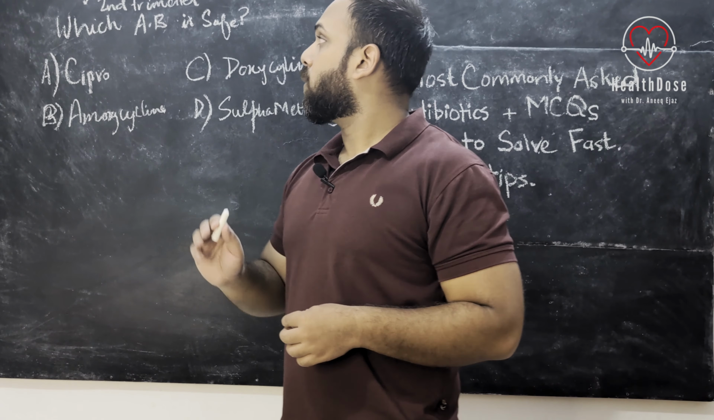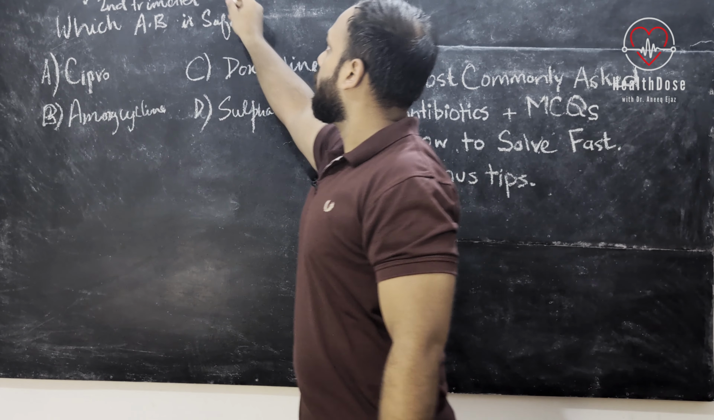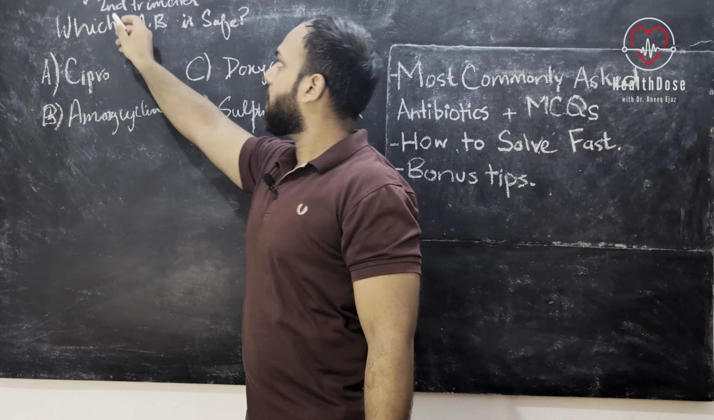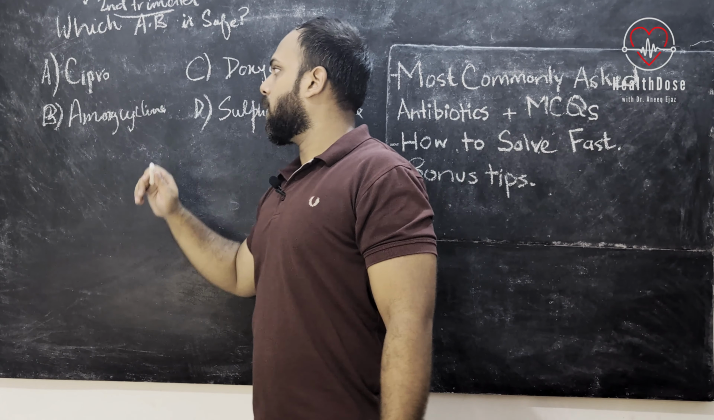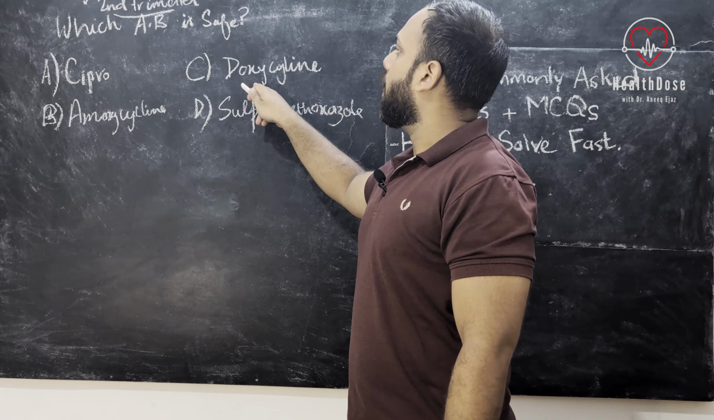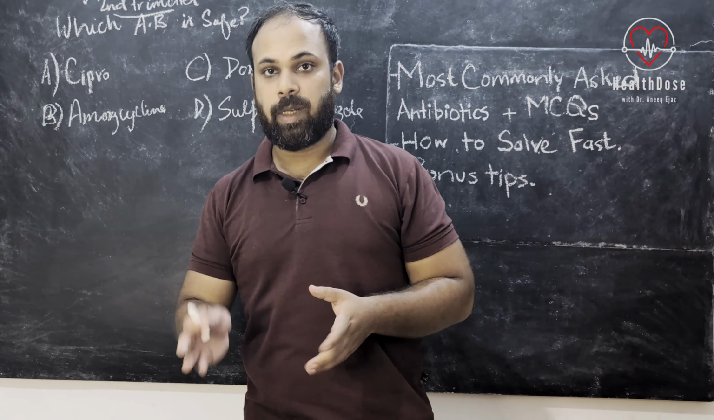So a question arises: a pregnant patient diagnosed with UTI, and the patient is in her second trimester. Which antibiotic is safe? We will read out the options: ciprofloxacin, amoxicillin, doxycycline, and sulfamethoxazole.